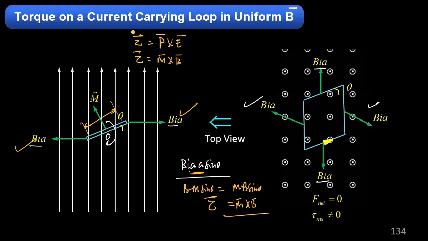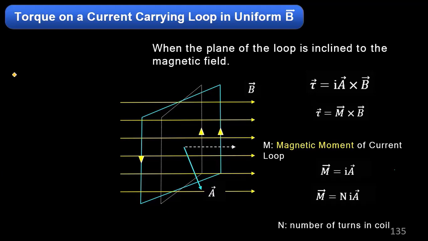Okay. So the concept is the same. Whenever I place a magnetic dipole in a magnetic field, it will experience a torque. So torque is basically MB sine theta or M cross B, depending on the value of M.